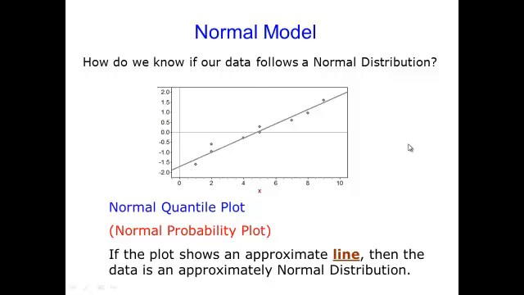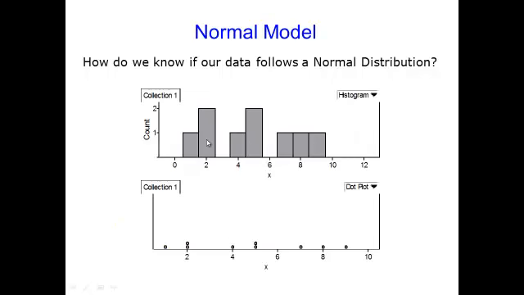Now there are other ways to do this. You could create a histogram or a dot plot, but you'll notice that they don't really do a good job of determining if we have a normal distribution or not. So I typically recommend doing a normal probability plot.